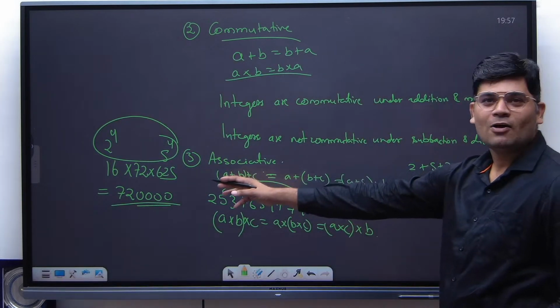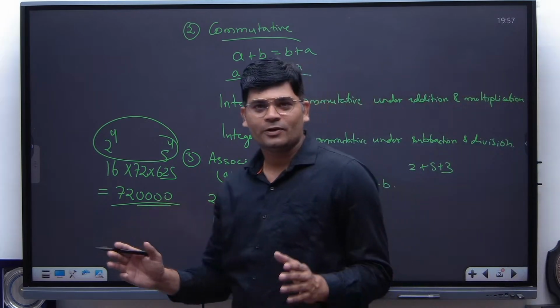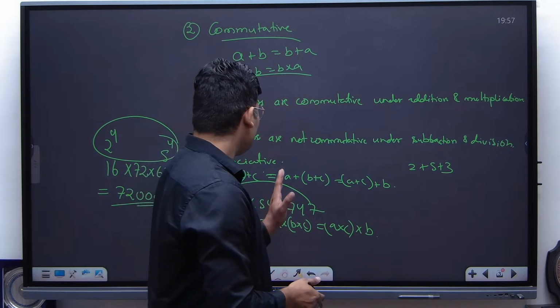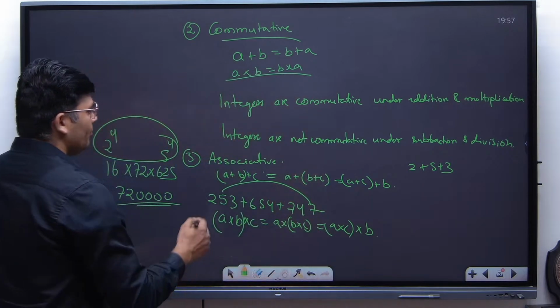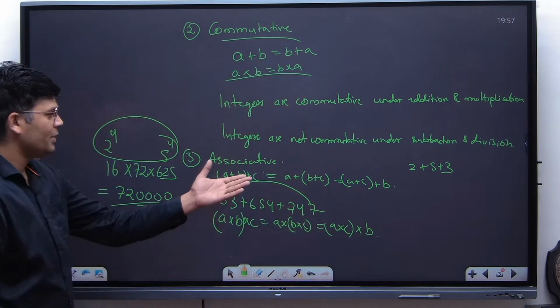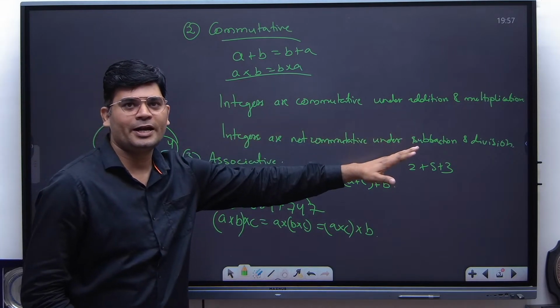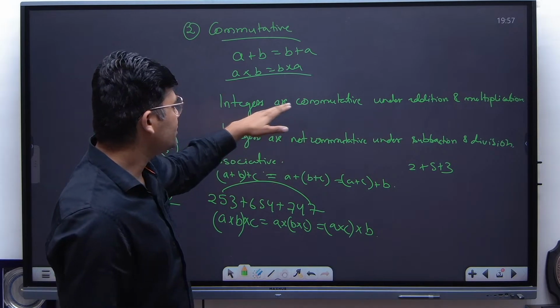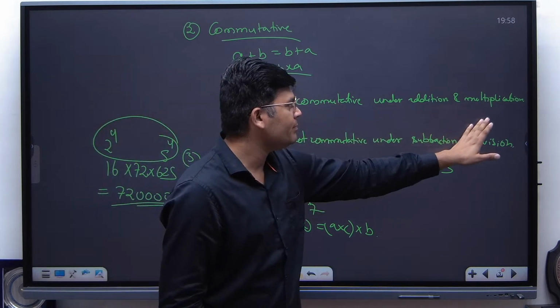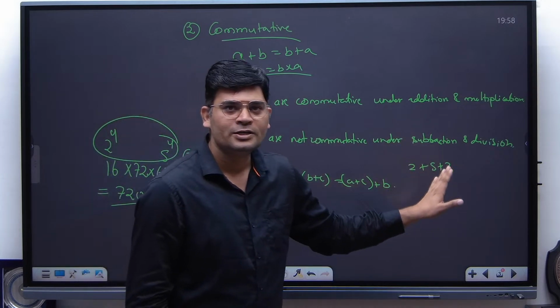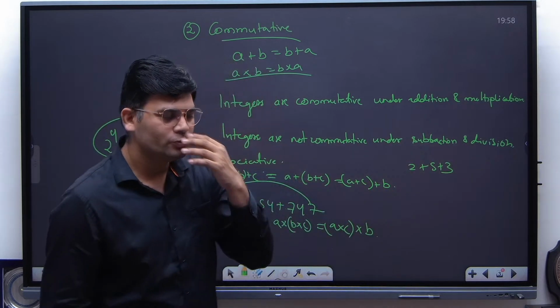Okay, you understood now how we can multiply three numbers in a very quick session? Yeah. Okay. So now you know the associative property as well. The same thing we will say: integers are associative under addition and multiplication. Write down. Integers are associative under addition and multiplication, and integers are not associative under subtraction and division. Please write these two statements again.